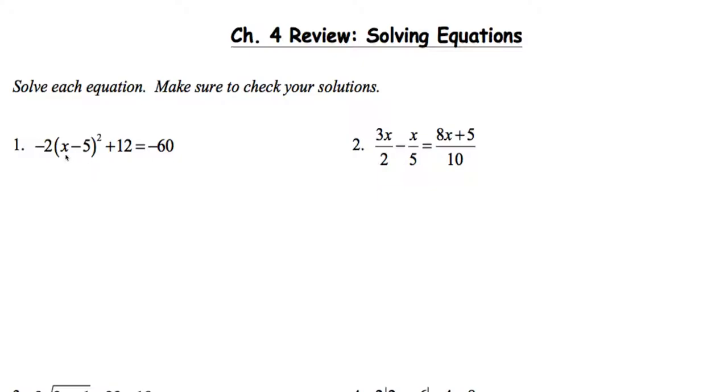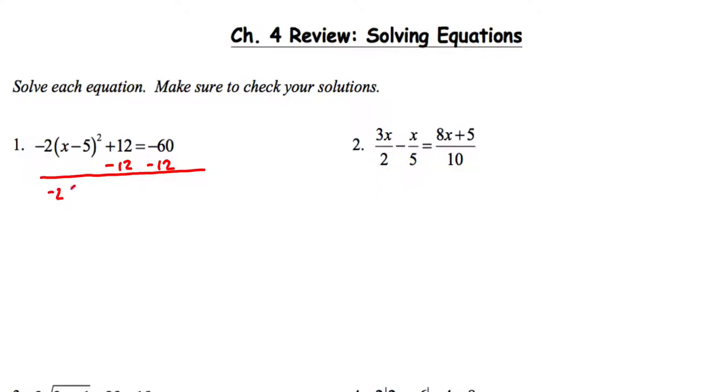Anytime you see that your variable is inside some grouping symbols, a lot of times we want to try to isolate the grouping symbols. This isn't the only way to solve it, but this is one of the methods. If there's time, I'll show you a second method for solving it as well. So I have negative 2 times something plus 12 equals negative 60. I'm going to start out by getting rid of the positive 12, or I'm going to undo the adding 12 by taking 12 away from each side.